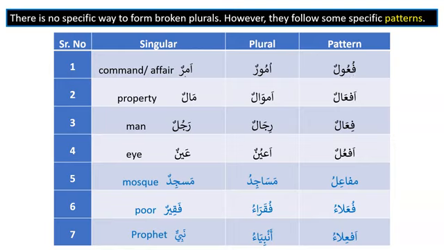For example, we have the word amrun, which means command or affair, and the plural is umurun, and it is on the pattern of fu'ulun. Fu'ulun. So umurun is on the pattern of fu'ulun. How do we know? We have dhamma, and then the next letter is sakin, and then in the end we have tanween.